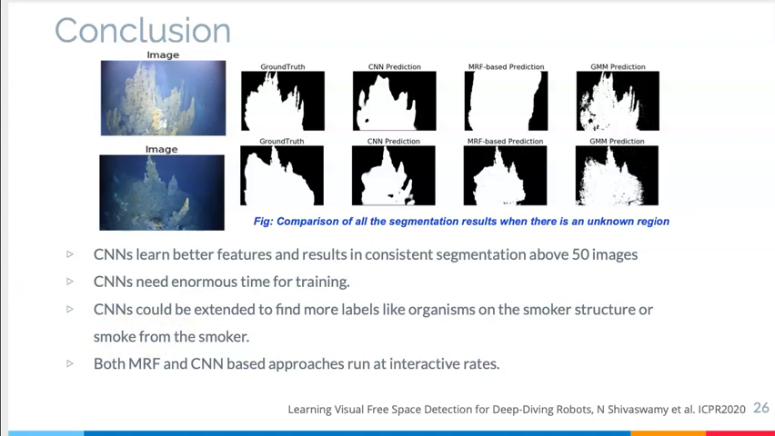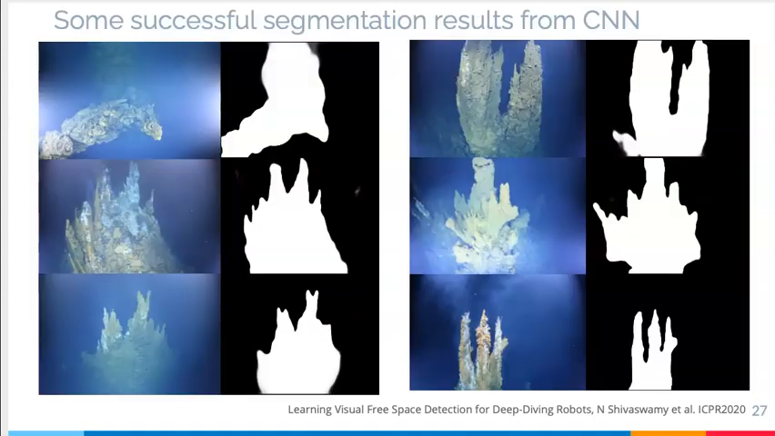CNNs could be extended to find more labels like organisms on the smoker structure or smoke from the smoker. Both MRF and CNN approaches run at interactive rates. These are some successful segmentation results. We see that CNN gives the probability that this region could be foreground.